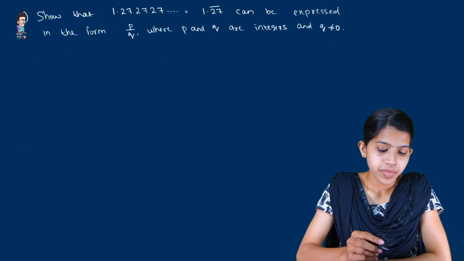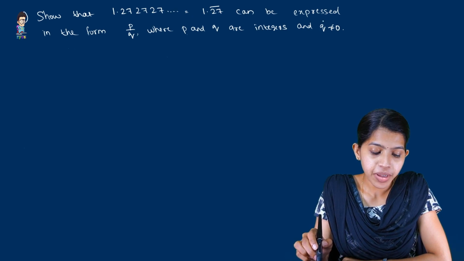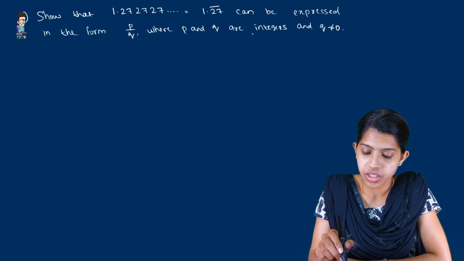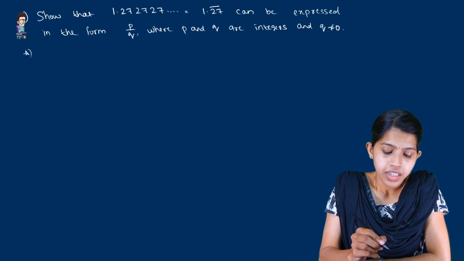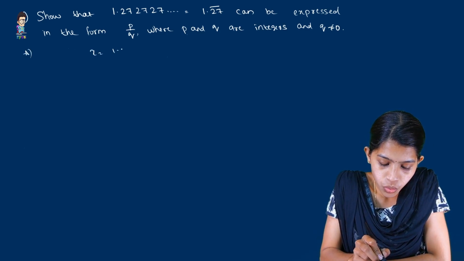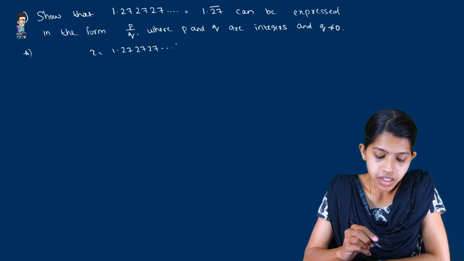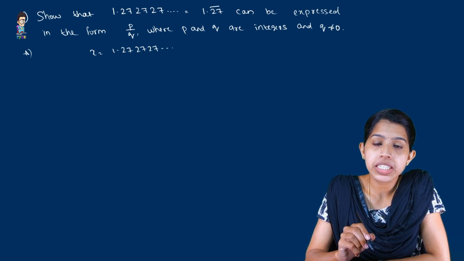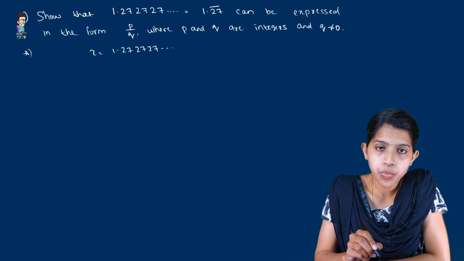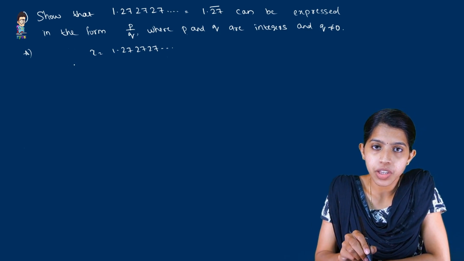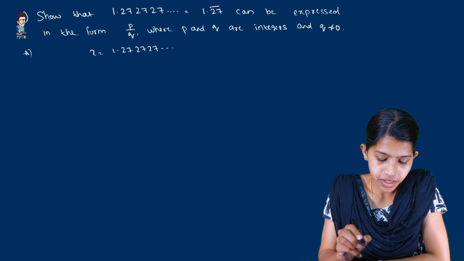Consider another problem. Show that 1.272727 etc. can be expressed in the form p by q, where p and q are integers and q not equal to 0. So, as in the previous problem, let x is equal to 1.272727 etc. Here, this number is a non-terminating recurring decimal expansion. So, as in the previous problem, we are going to multiply this equation on both sides by 10, and we will see what will happen.